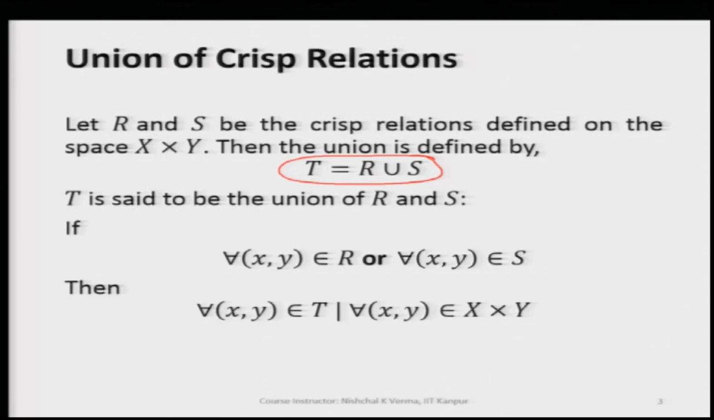For every ordered pair (x, y) belonging to R, or (x, y), which is again an ordered pair, belonging to the other relation S, that pair is an element of T. Here also, every ordered pair (x, y) belonging to the relation T is such that (x, y) belongs to X cross Y. So this was for the crisp relation sets R and S, and out of their union we get another set T.